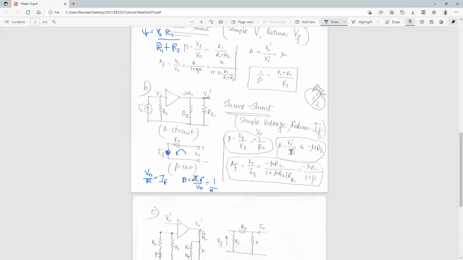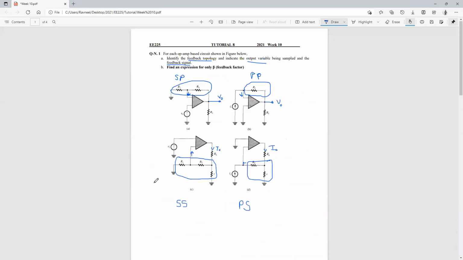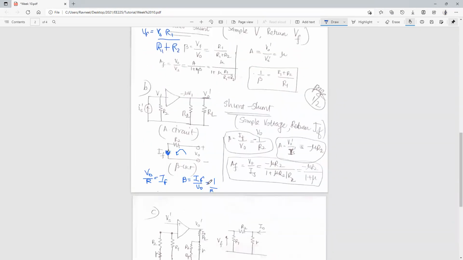Rearranging this formula in this particular form, that is IF upon V naught, we get 1 upon R. Now, what you can see is that the feedback is basically supplied at the negative end, so your output will be inverted, isn't it? What that indicates is your IF upon V naught will be negative 1 upon R. So your IF becomes negative. Remember that.